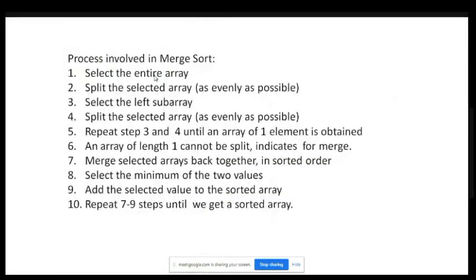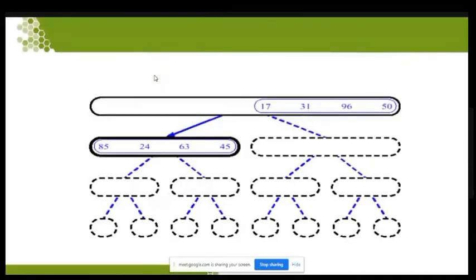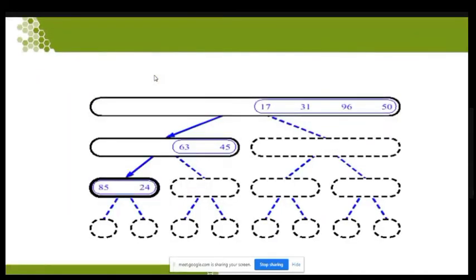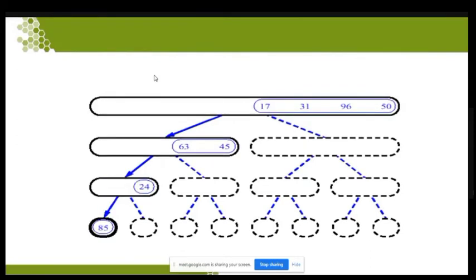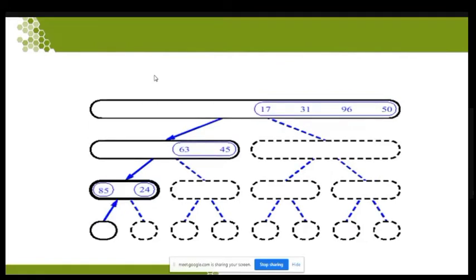Select the left sub-array, split the selected array, repeat the process until you reach a single element. Okay, so splitter. Again you are splitting it into two. Now again you are splitting it. You have ended up with only one element. Okay, so what do you have to do? You have to go for a second step. That is, we have to stop the split process. We have to go into the merge process.